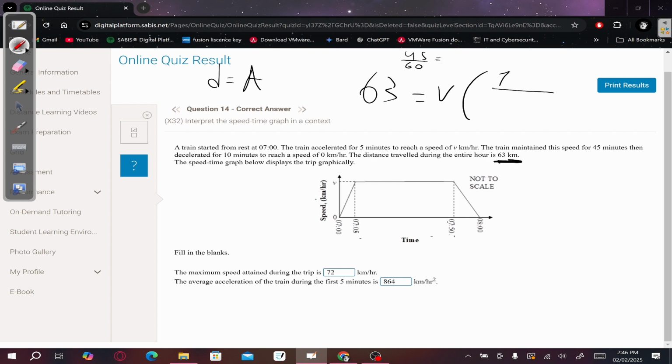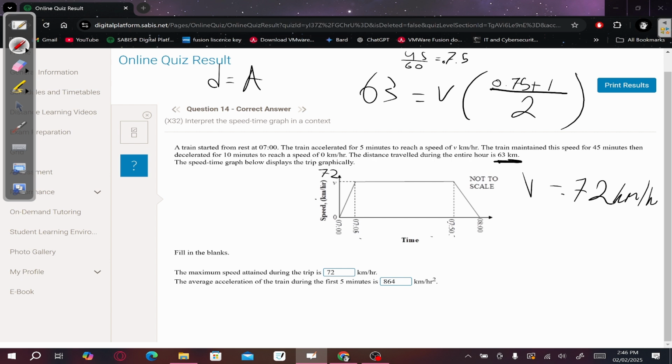So it's going to be 45 over 60, which equals 0.75. Or actually no, it's not 7.75, it's 0.75 because it was the change. 0.75 plus 1 hour because 7 to 8 is 1, into the over 2, so V will be equal to, you do this on a calculator, you get 72 kilometers an hour.